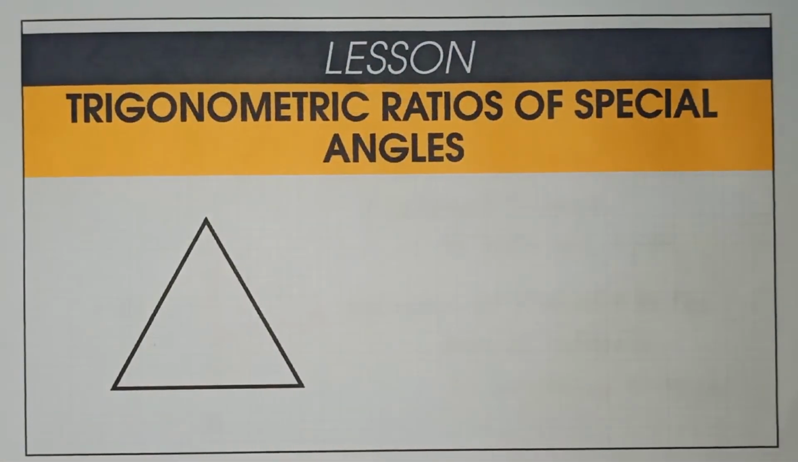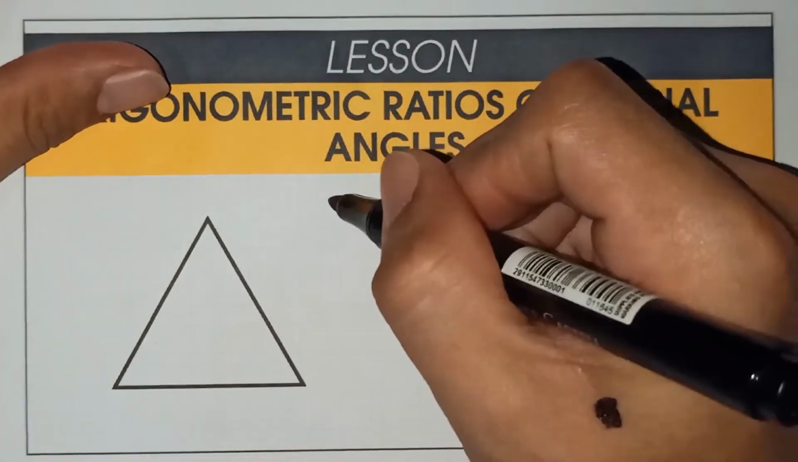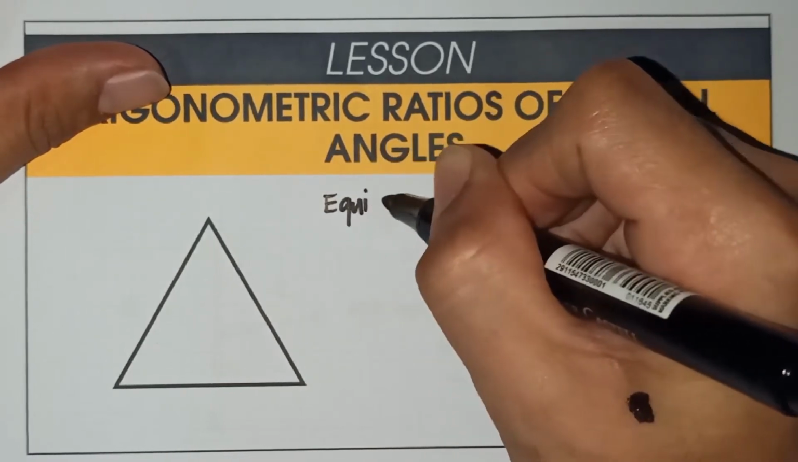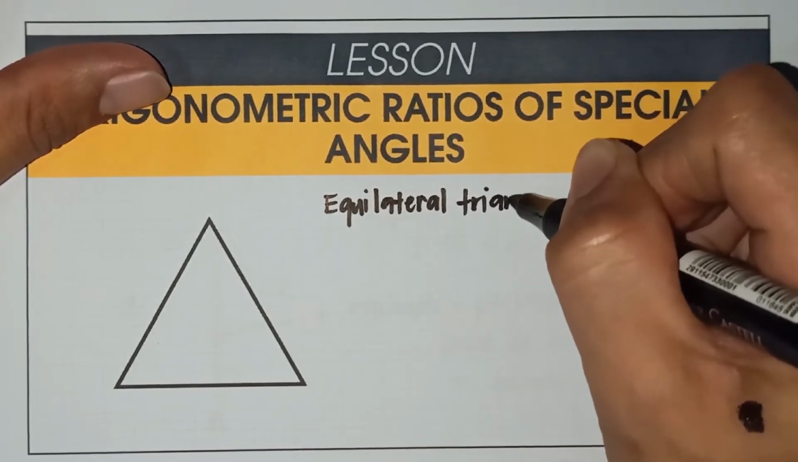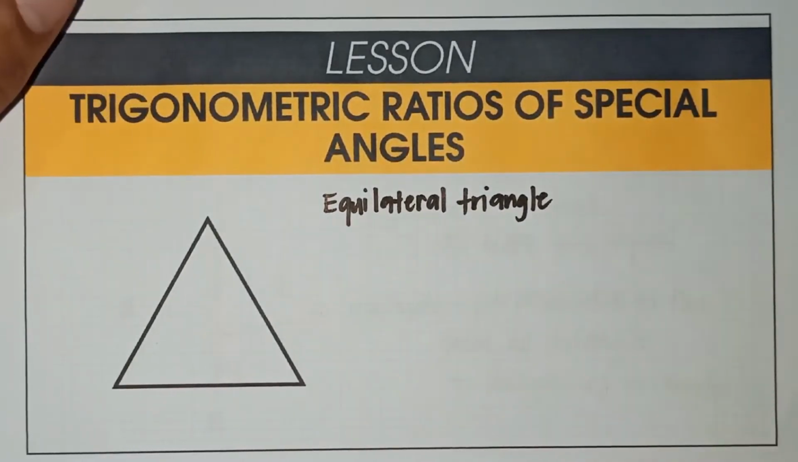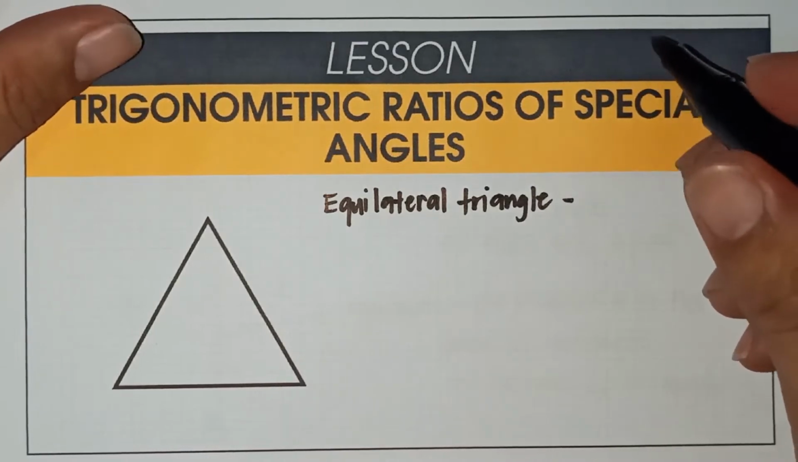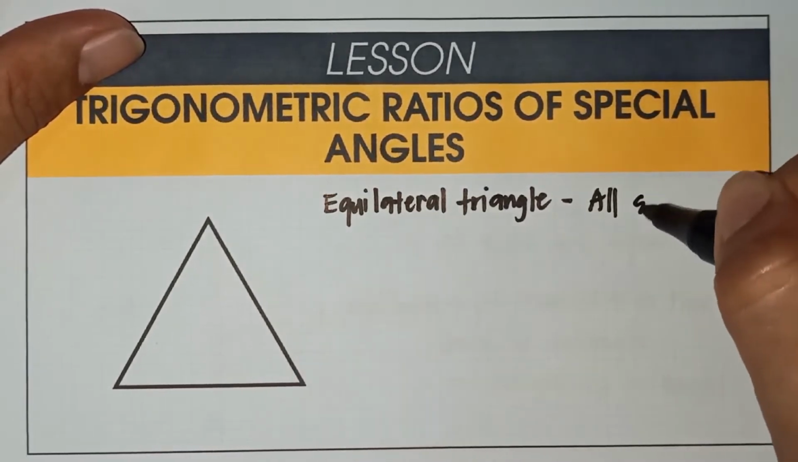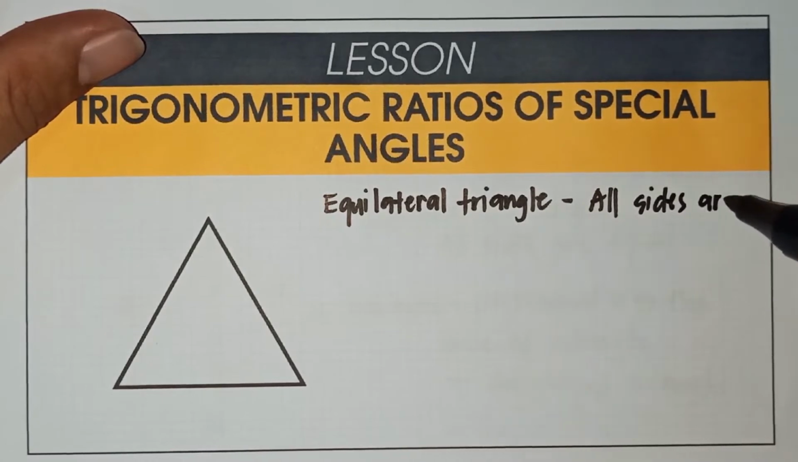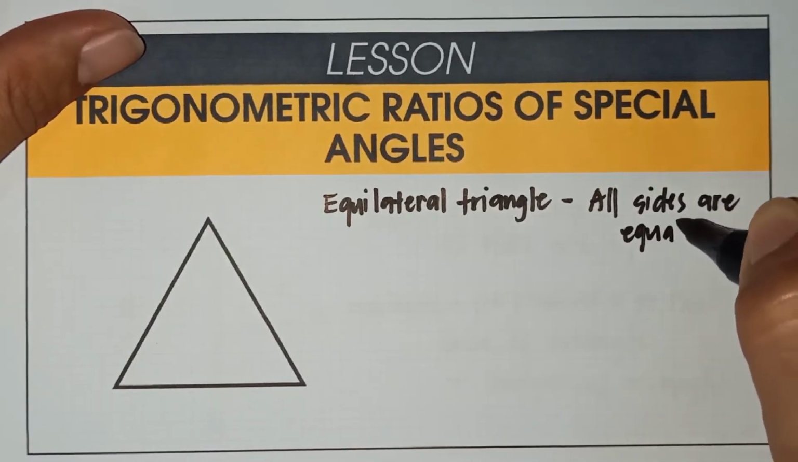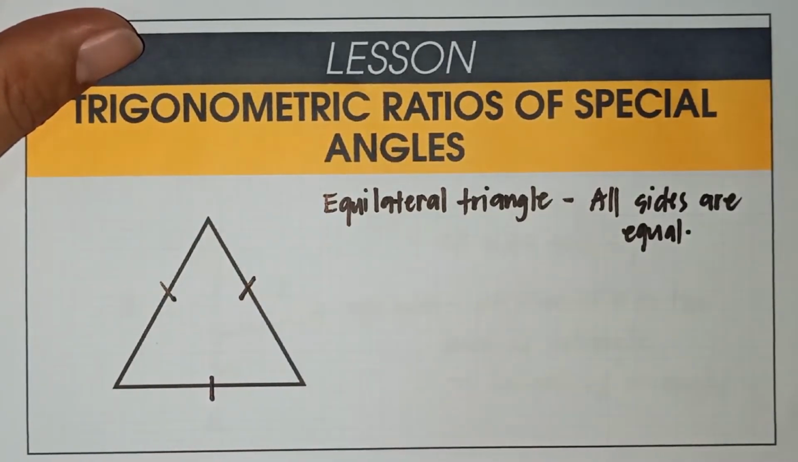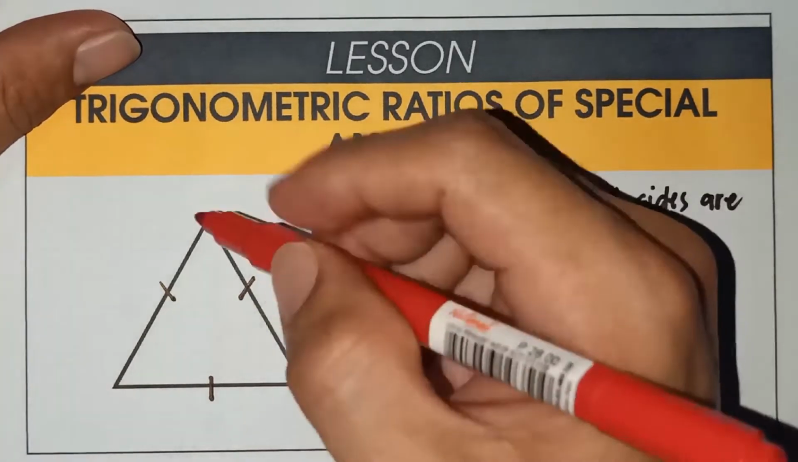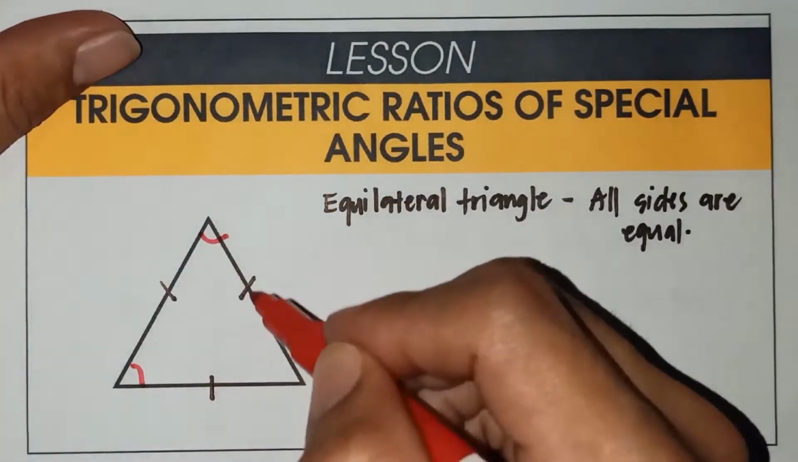The reason why we have the special triangle. Consider this triangle as an equilateral triangle. An equilateral triangle is a triangle with all sides equal. So all of the given sides are equal. If all the sides are equal, definitely even the angles are all equal.